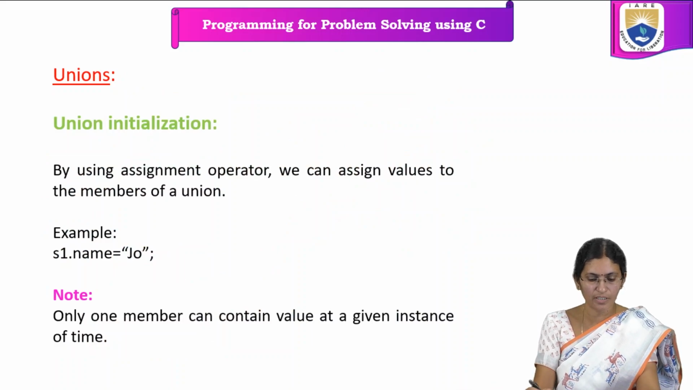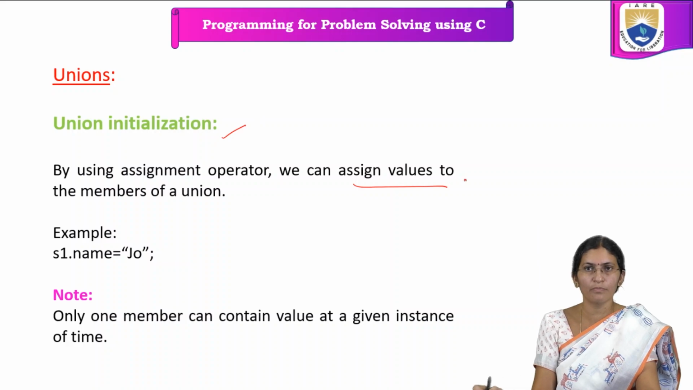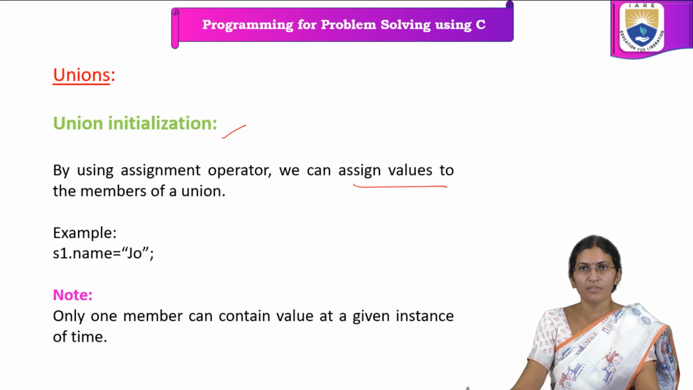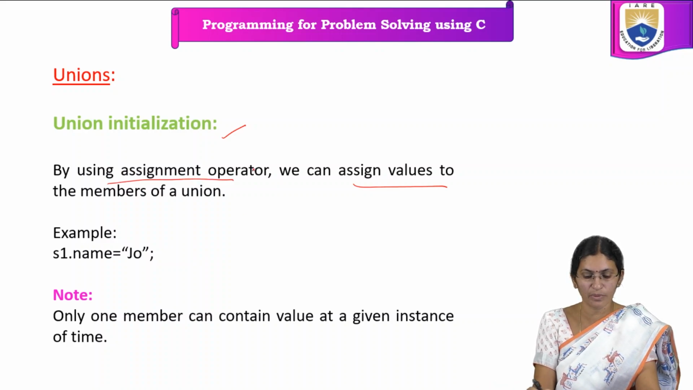Next one is union initialization. Same as with structures, by using the different methods which we have discussed for structure, we can use the same methods for union assignment or union members assignment also. By using the assignment operator, we can assign values to the members of a union.